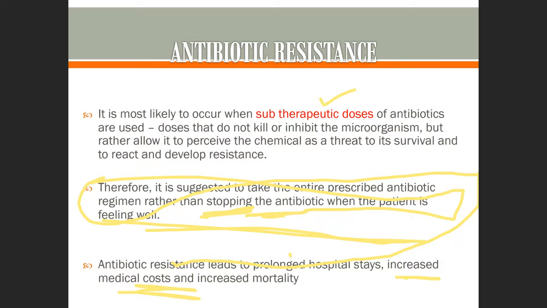Amoxicillin 500 milligram three times a day (TID) and metronidazole 500 milligram twice a day (BD), two different drugs you have prescribed. And what happened after taking the medication? You prescribe this medication for 5 days, for example.